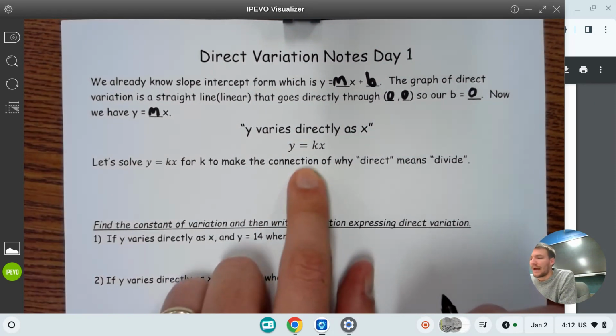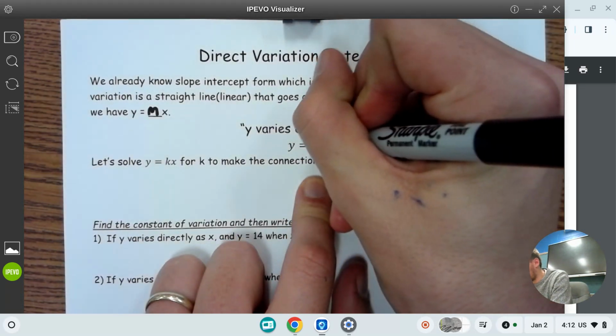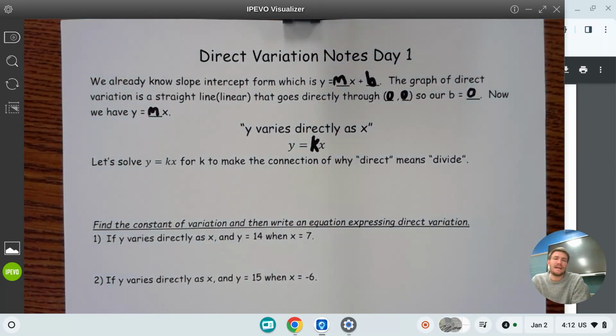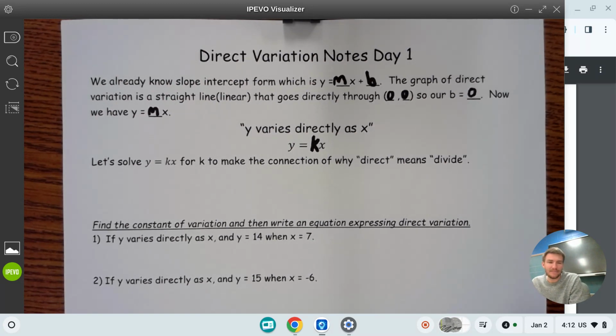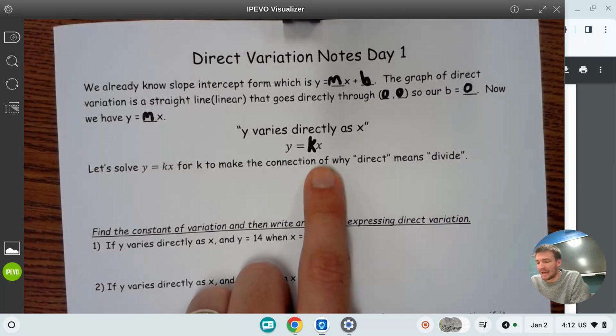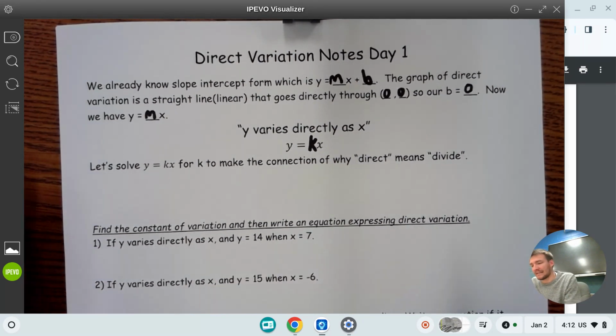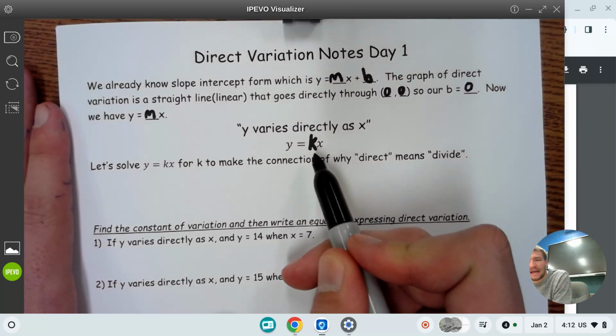Now, I told you that we're going to use the letter K instead of M. The truth is K is the same as M, but we're going to use it where the word slope doesn't make a whole lot of sense. So we don't want to get stuck saying slope if we're talking about something that has nothing to do with a graph. So we're going to use K.